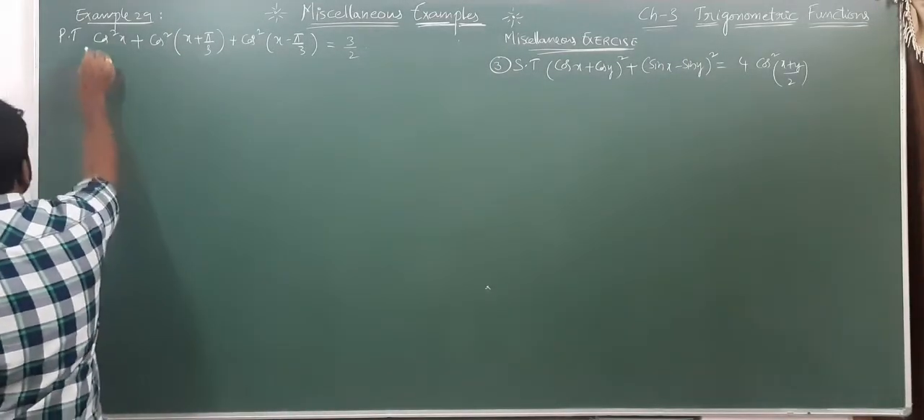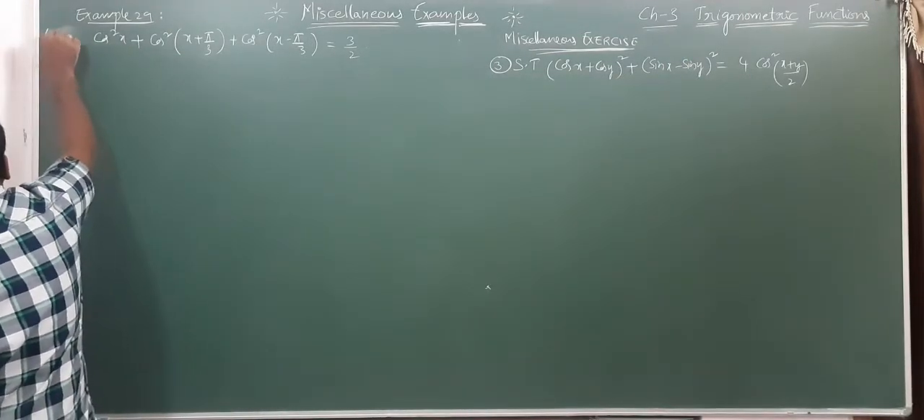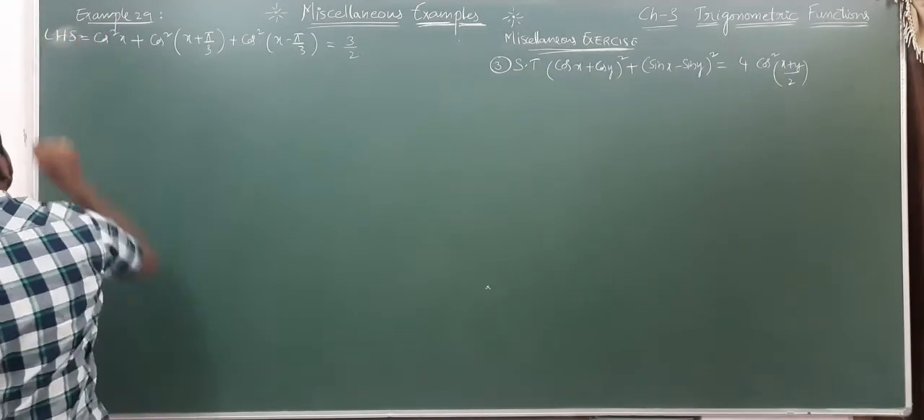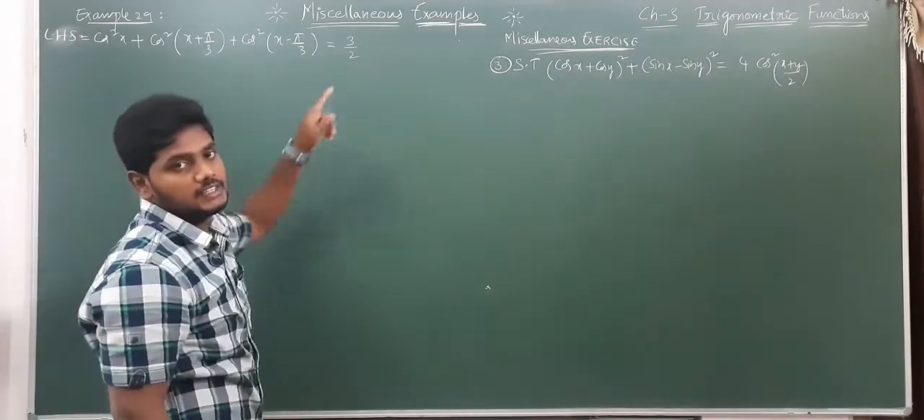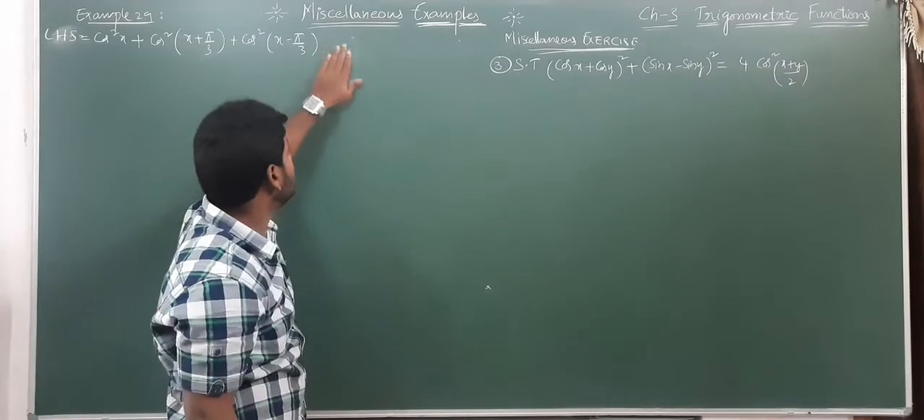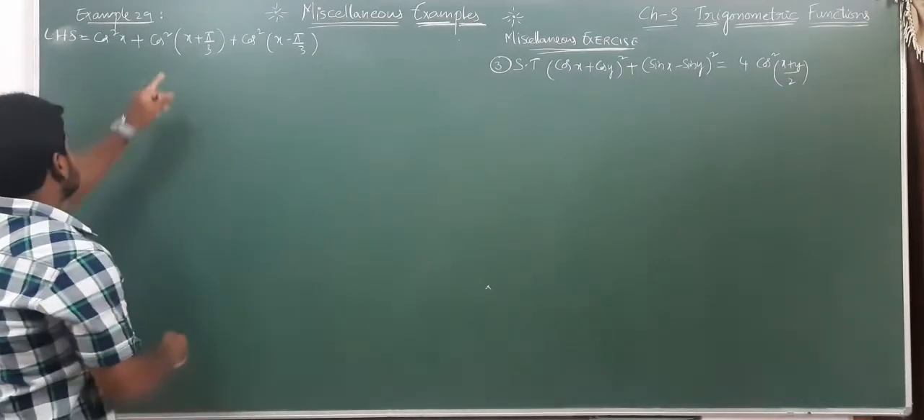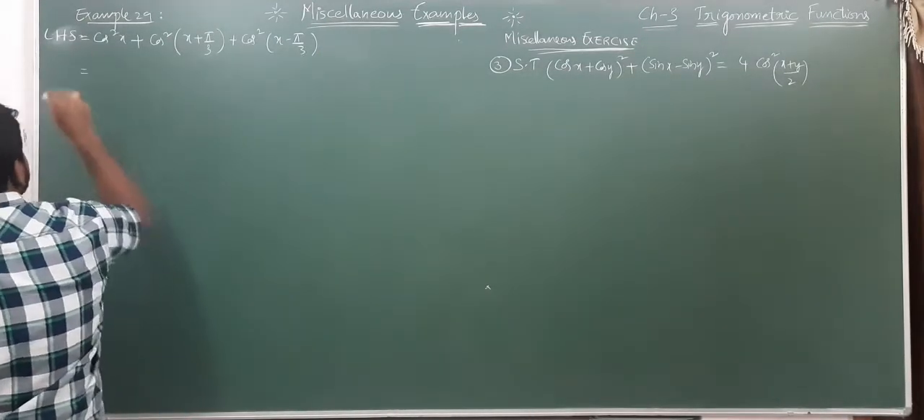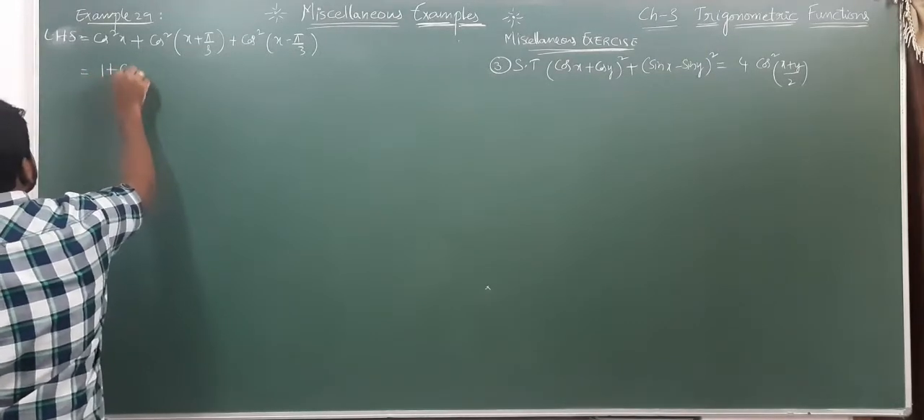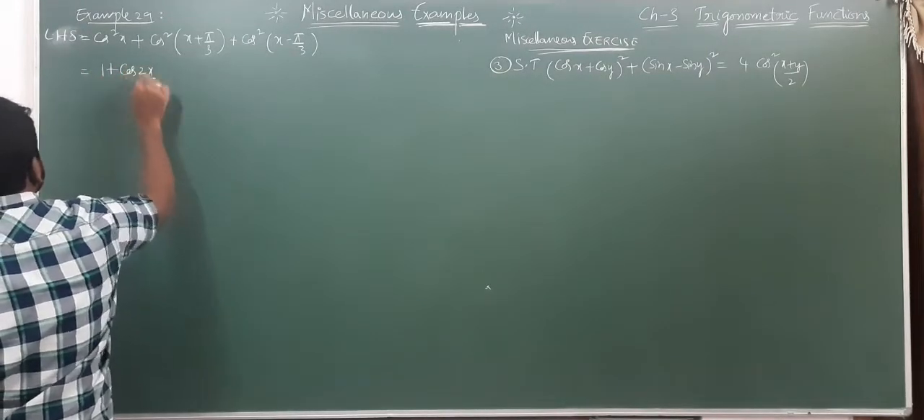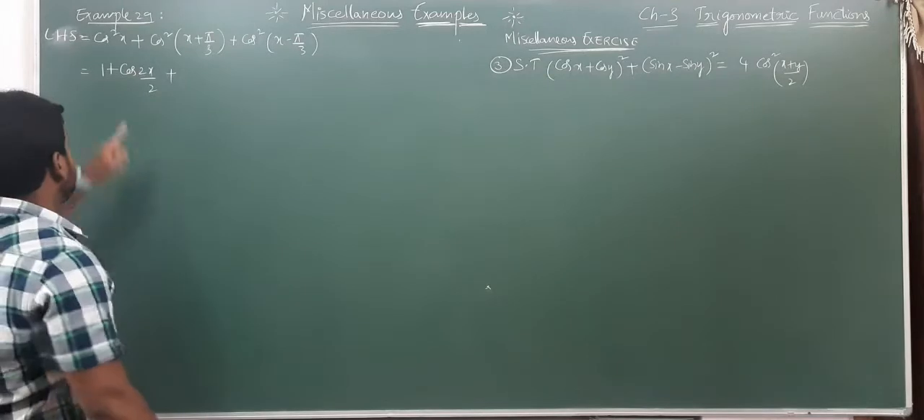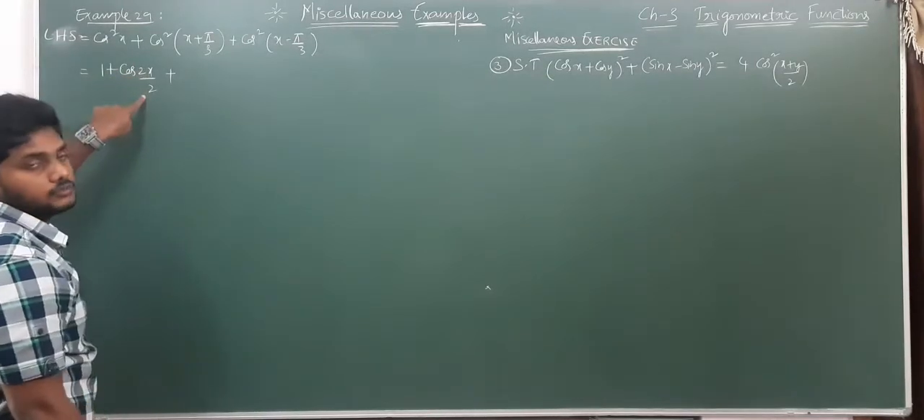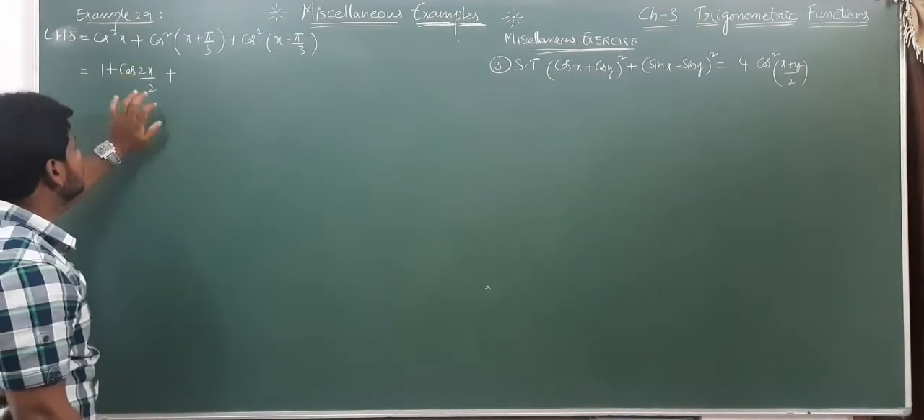Now I will substitute here. I will consider this as LHS. What we need to prove is finally 3 by 2. Remember, 3 by 2. As it is LHS, the simplest form of cos square x is 1 plus cos 2x by 2.